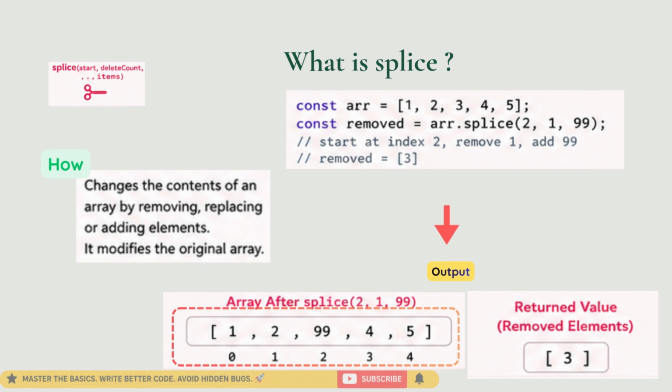Think of editing a sentence using an eraser and pencil. You erase one word and write another word. Important: splice changes the original array.